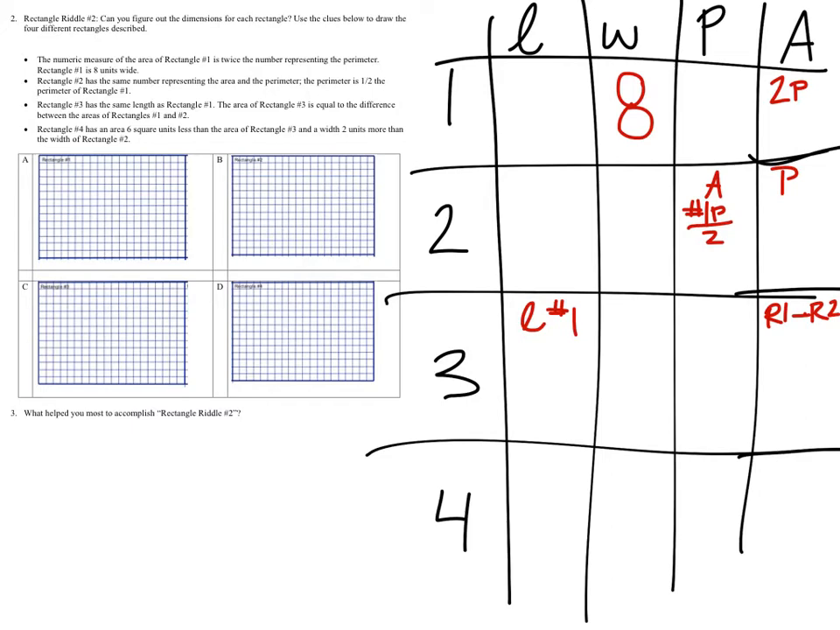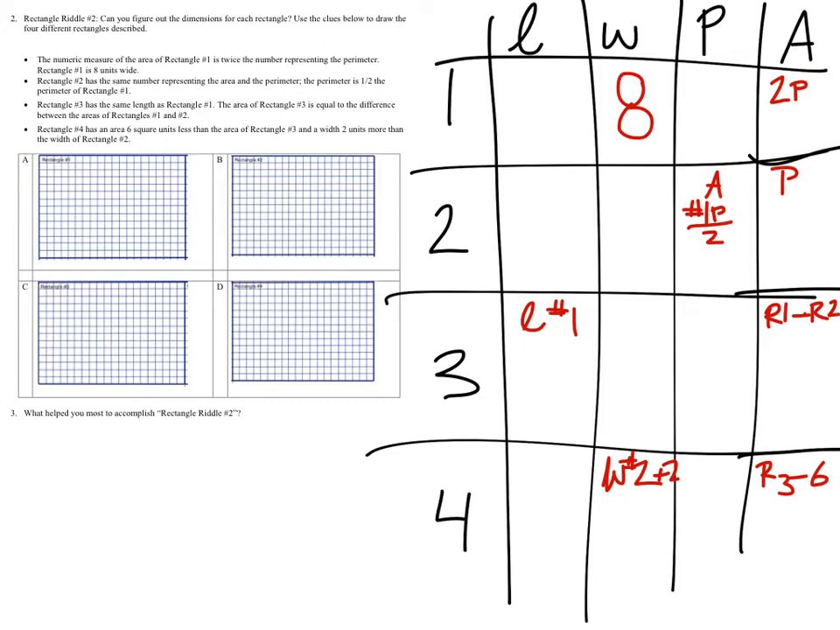Rectangle 4 has an area of 6 units less than the area of rectangle 3. So the area of rectangle 4 is the area of rectangle 3, but 6 square units less, so subtract 6. And the width is 2 units more than the width of rectangle 2. So this is the width of rectangle 2, but 2 units more than that, so plus 2. Alright, I think we got all that information up in here.